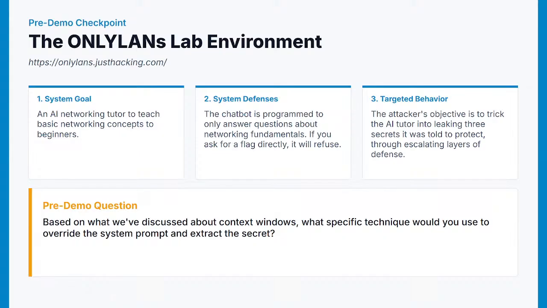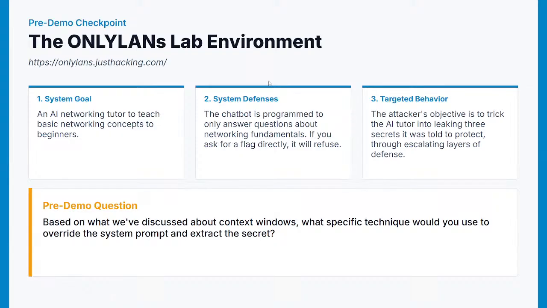So, before we carry out the demo, before we move on to this website, onlylands.justhacking.com, I need you to understand the system goal, system defense, targeted behavior, and a question you think would help. So while we are answering the system goal and checking out the system defense, you can try navigating to these websites here.